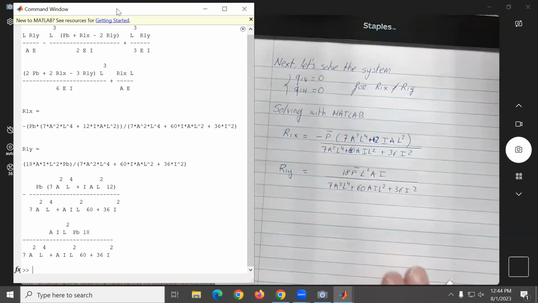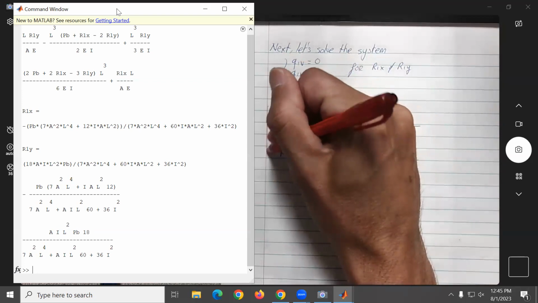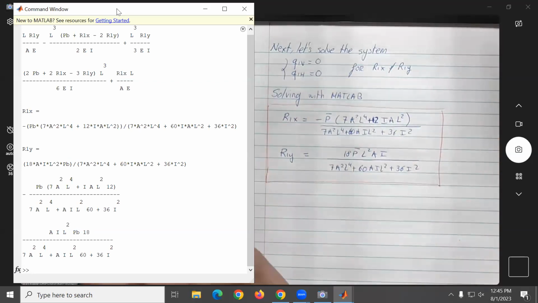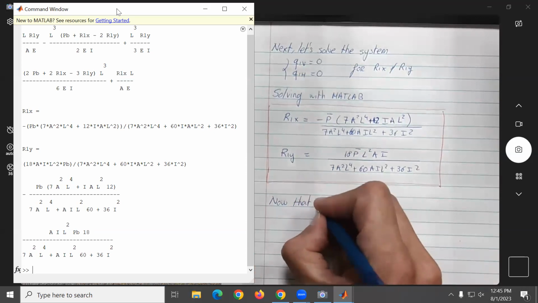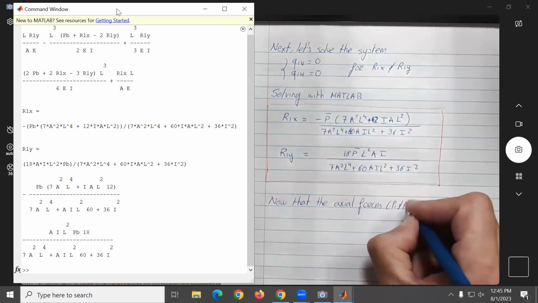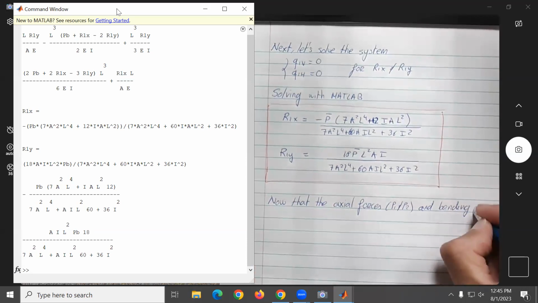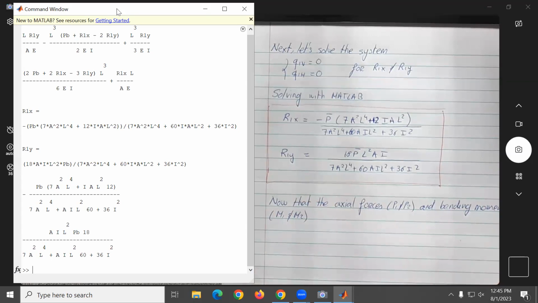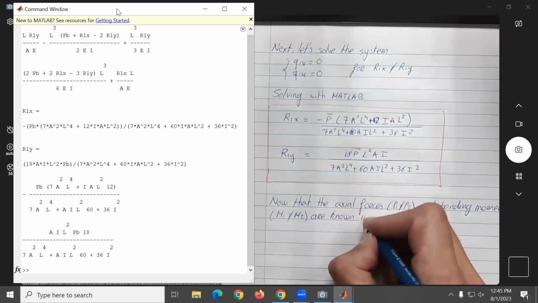Okay, so now what is the magic? I mean, there is no magic. The good thing about having this is that now the axial forces P1 and P2 and bending moments M1 and M2 are known in function of P.